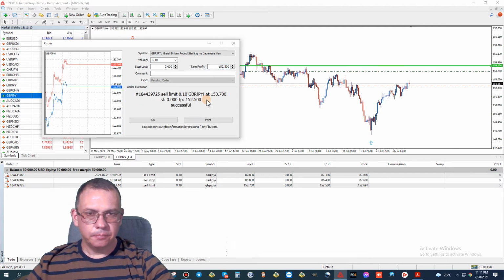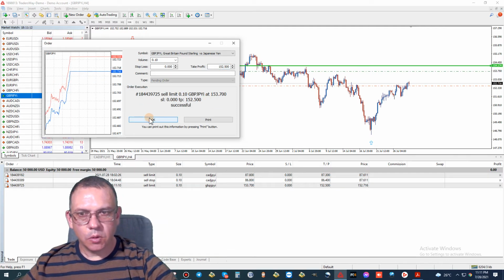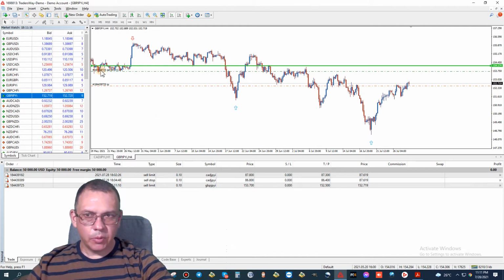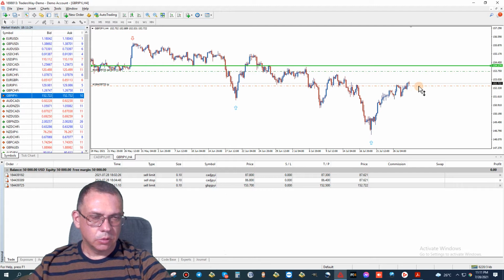Let's see how that looks. Okay. Boom. So that's not bad. So we got a sell limit. Can't really see that. And then it says right here TP for take profit. And we got a total of how many pips?